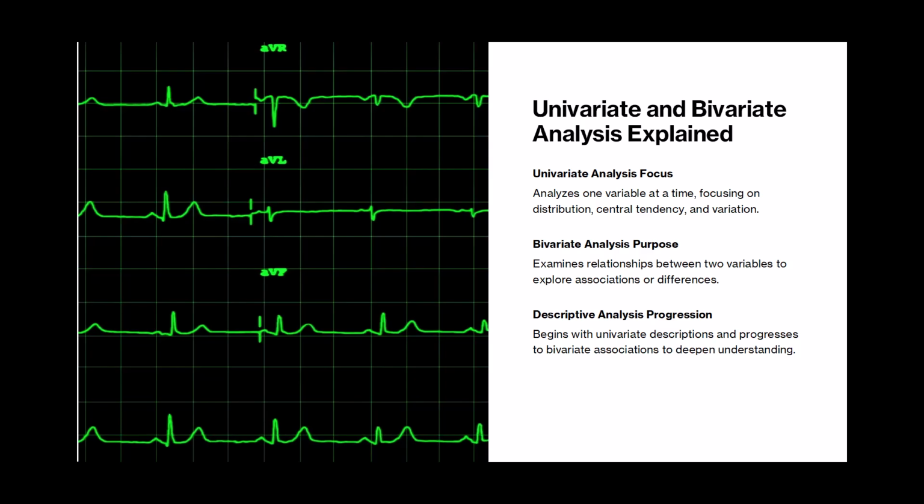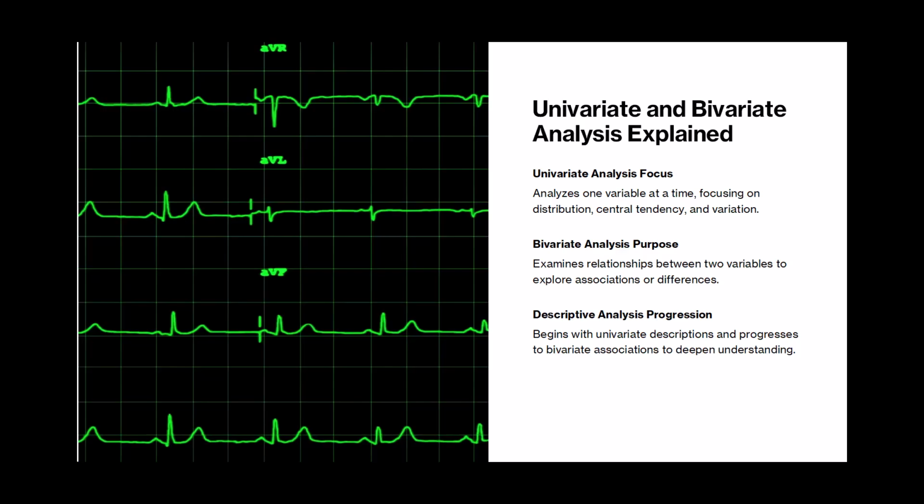Researchers typically begin descriptive work by doing univariate analysis, focusing on one variable at a time, examining its distribution, typical values, and variation. For instance, a researcher may ask what the average depression score is, how stress scores are distributed, or how many students identify as first-generation college students.